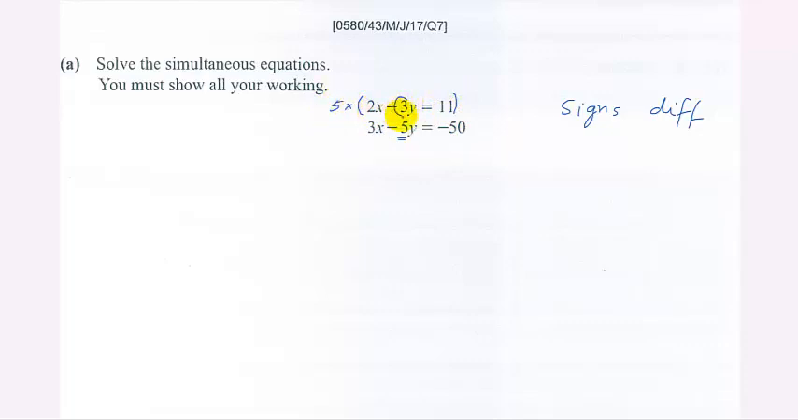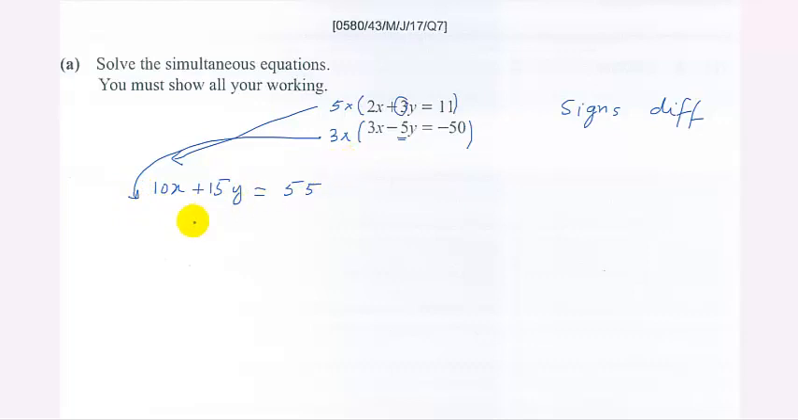And here the coefficient is 3, so I will multiply the second one by 3. Now see what will happen. From the first, I will have 10x plus 15y equals 55. And from the second, 3 nines are 9x minus 15y equals minus 150. Now I will add both of them.